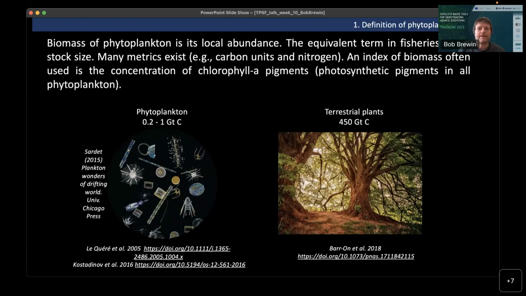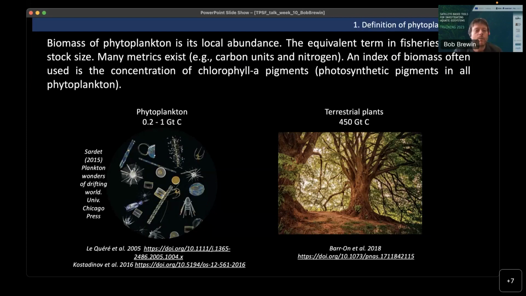Okay, so starting with the definition of phytoplankton biomass. So the biomass of phytoplankton can be described as its local abundance. The equivalent term in fisheries is often used as stock size. So it's a snapshot in time of the amount of phytoplankton in the water.